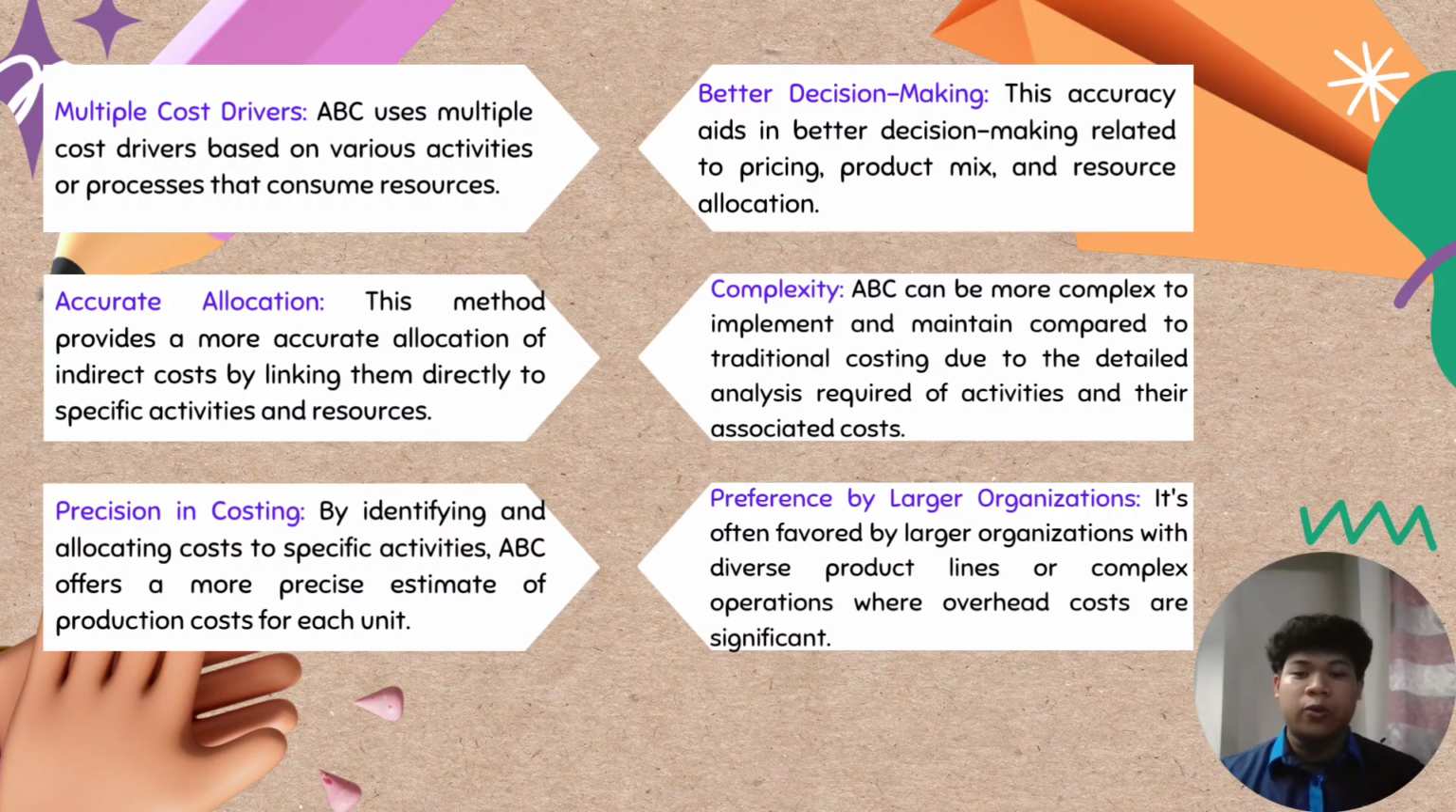ABC can be more complex to implement and maintain compared to traditional costing, as it requires detailed analysis of activities and their associated costs. It's often favored by larger organizations with diverse product lines or complex operations where overhead costs are significant.